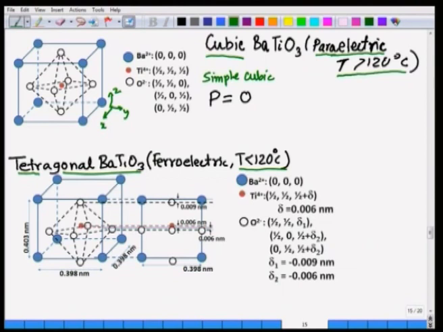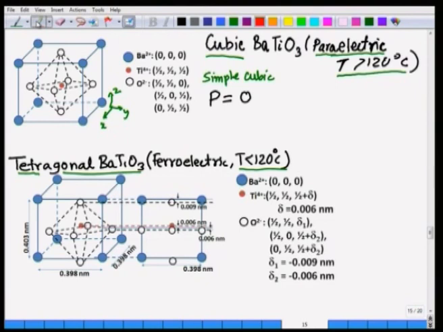So the phase transformation happens at 120 degrees centigrade as you cool it down. Cool this down from temperatures greater than 120 degrees centigrade, and at 120 degrees centigrade this material changes its phase and becomes tetragonal. This tetragonal phase is ferroelectric, and how this ferroelectricity arises is what I want to show you. So, how does this happen? Let us look at this.